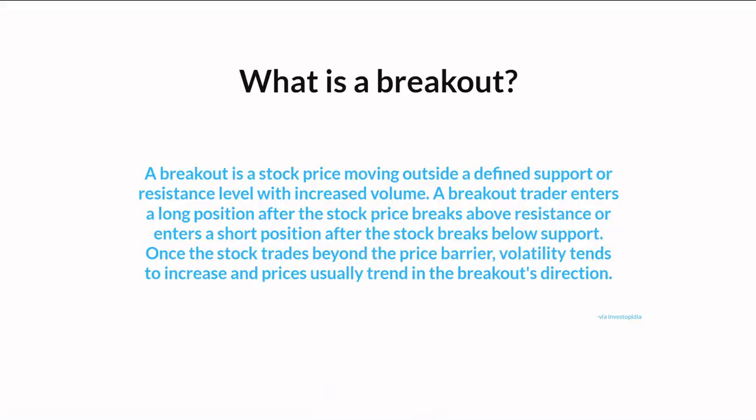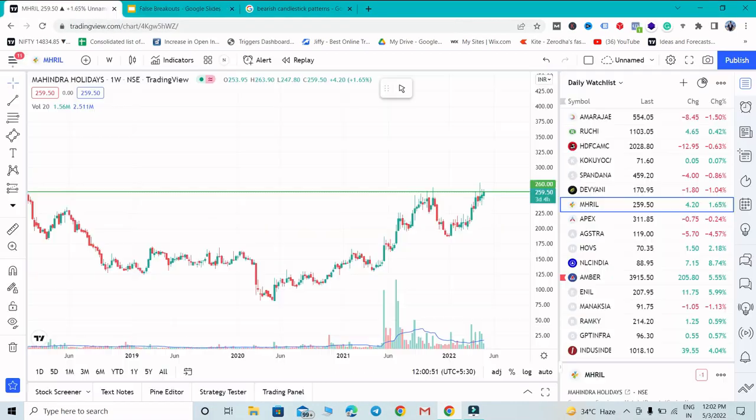So let's start. First of all, what is a breakout? This is the textbook definition: a breakout is a stock price moving outside the defined support or resistance level with increased volume. A breakout trader enters a long position after the stock price breaks above resistance, or enters a short position after the stock breaks below the support. Once the stock trades beyond the price barrier, volatility tends to increase and prices usually trend in the breakout direction.